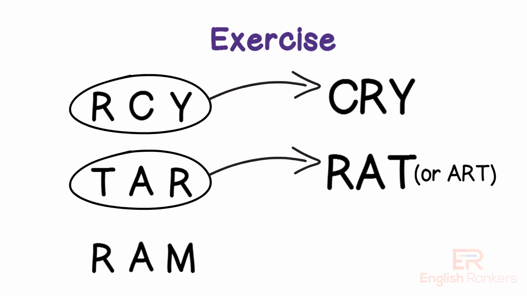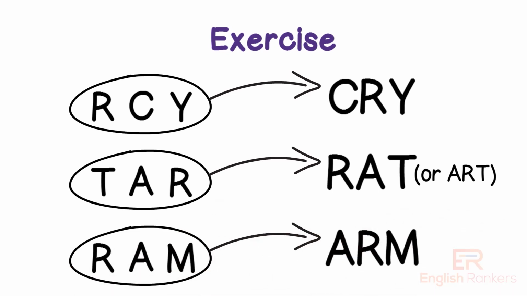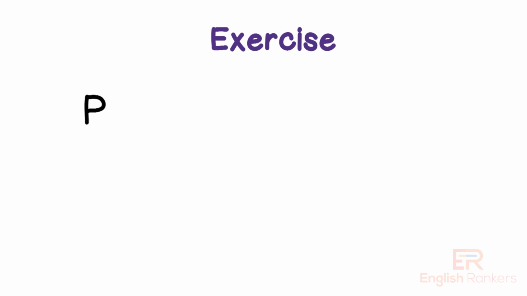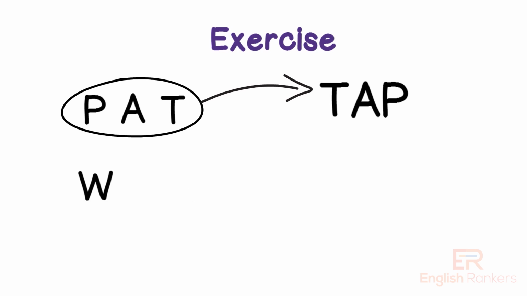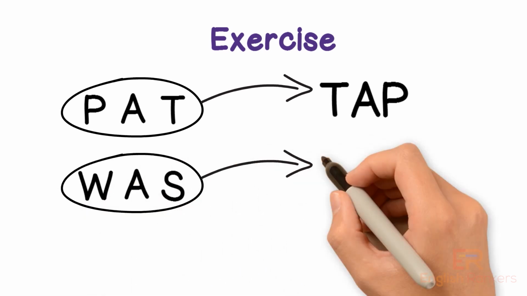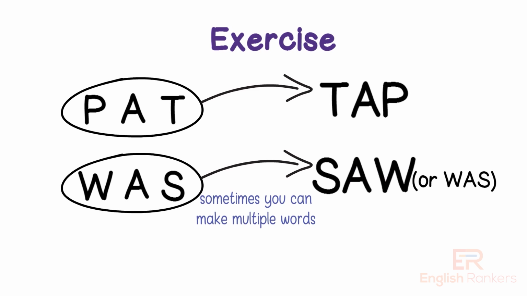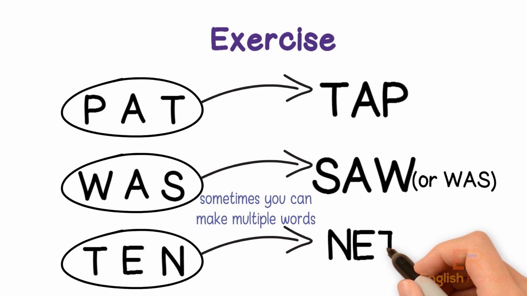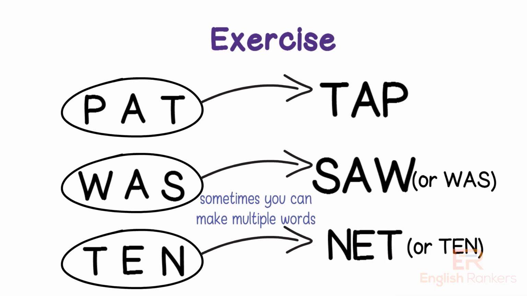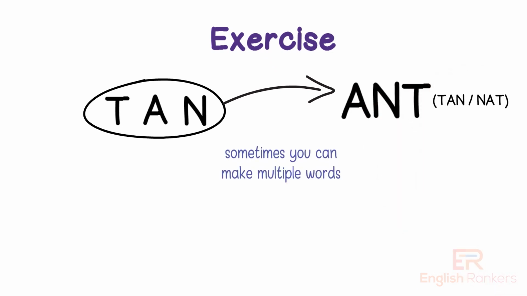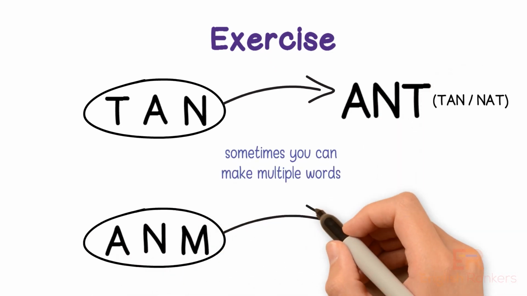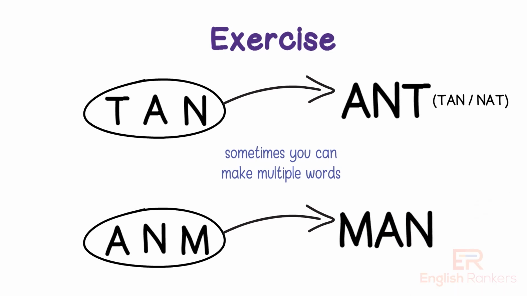RAM can be converted into ARM, arm. PAT can be converted into TAP, tap. WAS can be converted into SAW, saw. TEN can be converted into NET, net. TAN can be converted into ANT, ant. ANM can be converted into MAN, man. Thank you.